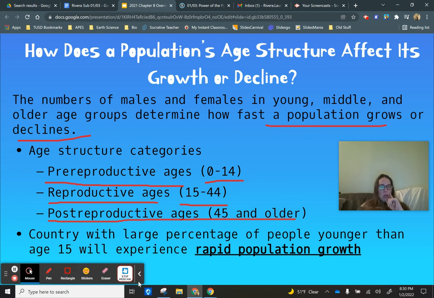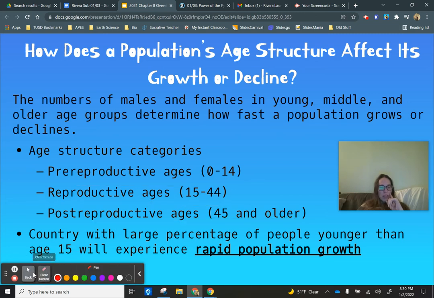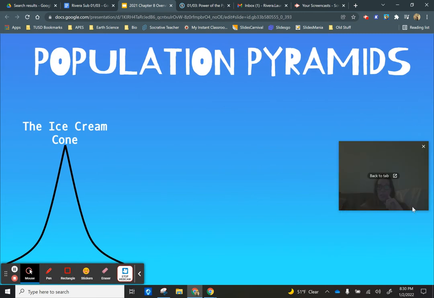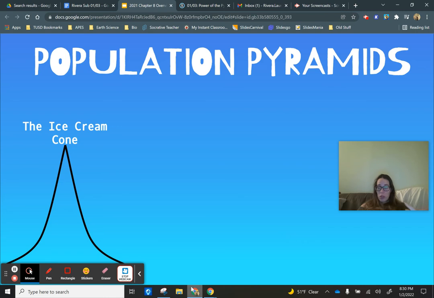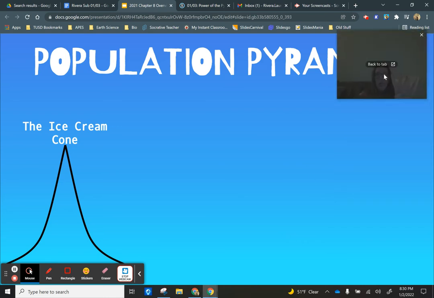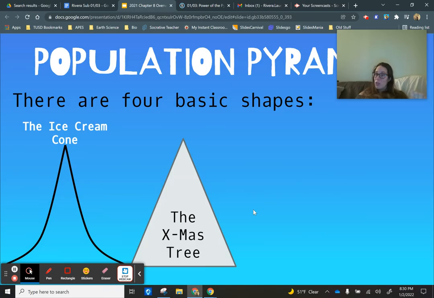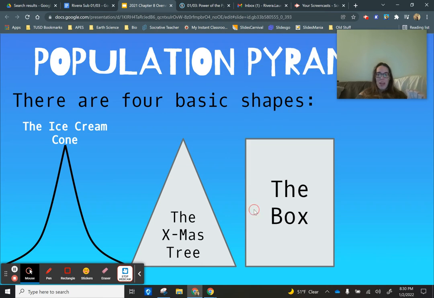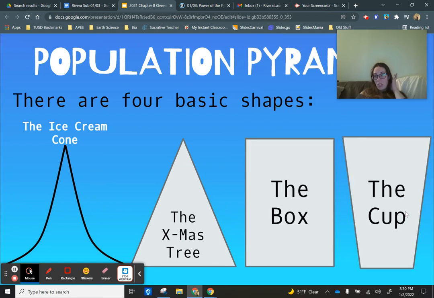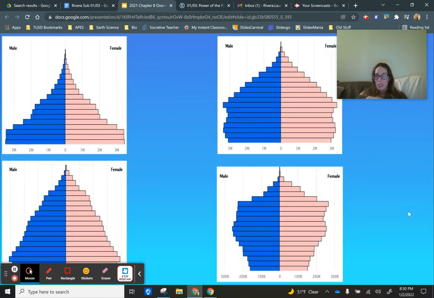The best way to understand this is to look at different shapes and know how to interpret the shapes. So I have four shapes that I use to look at population pyramids. I have what I call the ice cream cone, the Christmas tree, the box, and the cup. It's best to look at actual population pyramids when trying to understand these shapes. And remember, if I'm going a little too fast, this is all posted on Schoology. You have access to it.